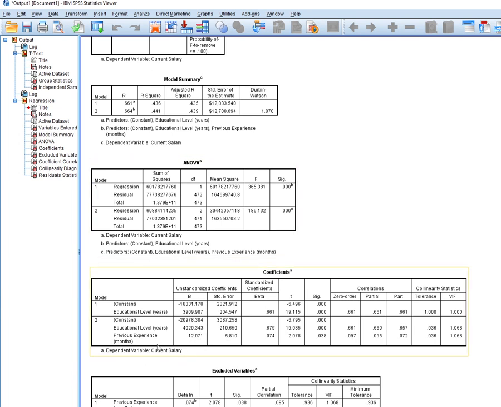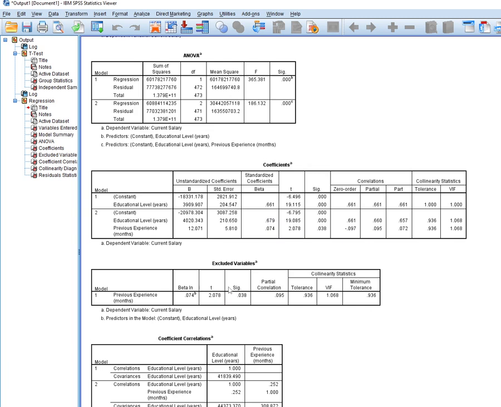While holding all the other factors constant, a unit change in education level will change someone's salary by $4,000. Then for previous experience, again, while all the other factors are held constant, changes in previous experience will result in a change of $12 in your salary.